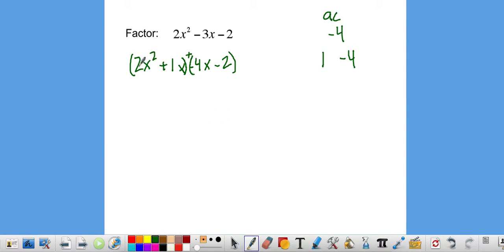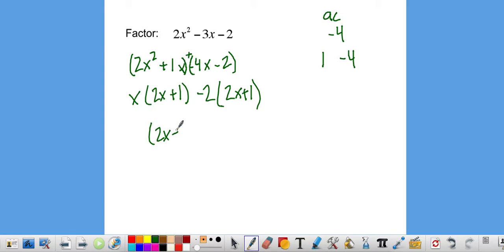So now we factor out here, 2x squared plus 1x. I can factor out an x, and I'm left with 2x plus 1. With negative 4x minus 2, I can factor out a negative 2, and I'm left with 2x plus 1. And now this term and that term have a 2x plus 1 in common. And I'm all done. So it's kind of a four-step situation. You find AC and figure out what adds to AC, break up the middle, group it, factor it, and then do your final factoring.